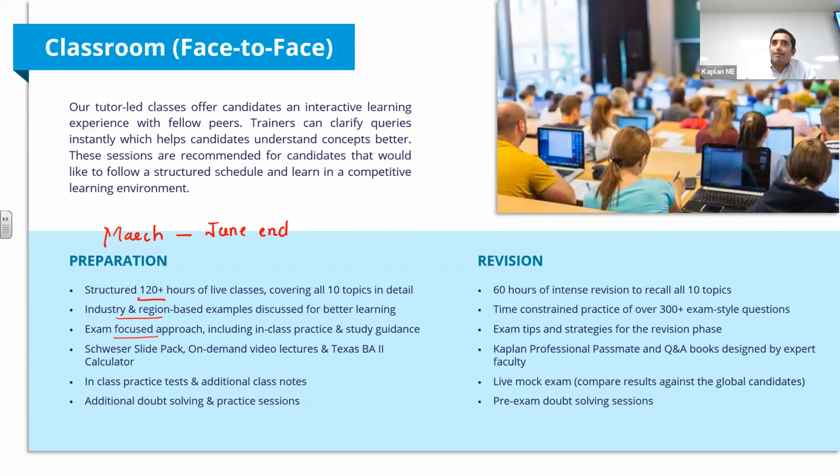We have an exam-focused approach, and everything would be provided. The Schweser book will be provided. I'll show the Schweser books to you. There will be calculators provided, and the sessions are also recorded. So this session also, if you see, you can see the recording going on. And in case anybody misses any session, you all will have access to the recording and the class notes. Everything that we write is also converted into a PDF file, and that is also shared with you after the class.